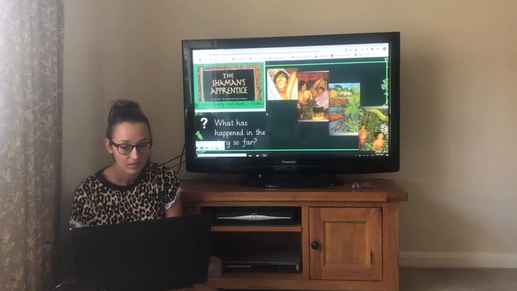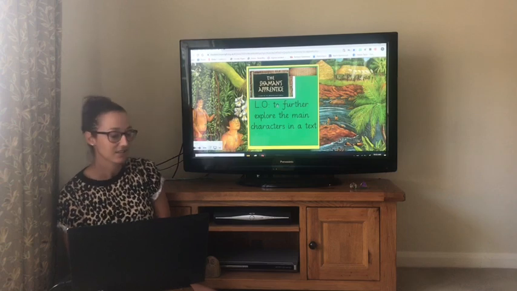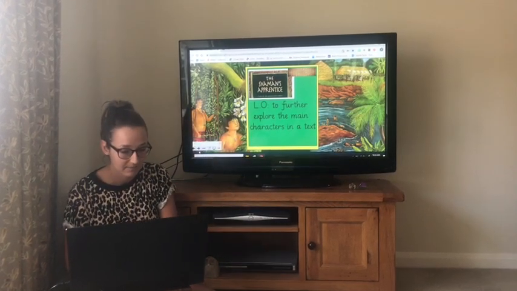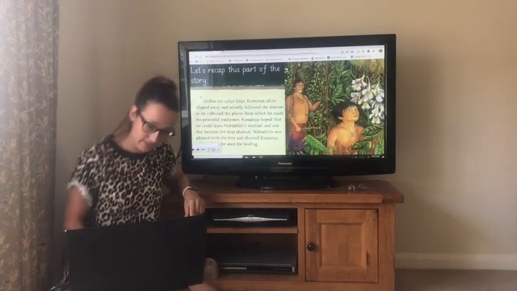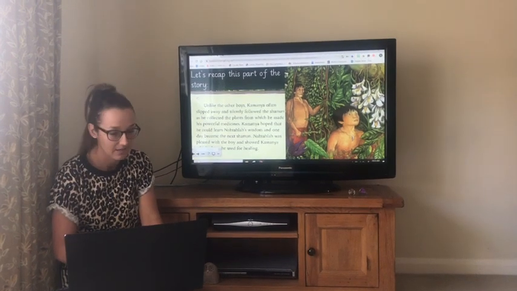Okay. So today's LO is to further explore the main characters in a text. So we're going to be looking at the medicine man and we're going to be looking at the little boy Kamanya today. So I want to recap this part of the story. So I'm going to read it to you and then we're going to use that to help us with today's lesson.